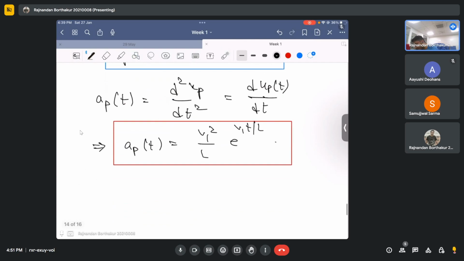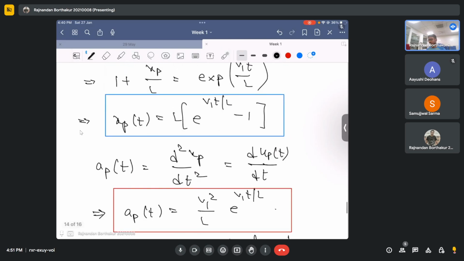Okay, so I'll write down here. So this is the acceleration in Lagrangian frame. Okay, I hope this is clear.